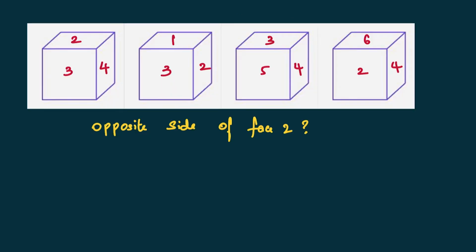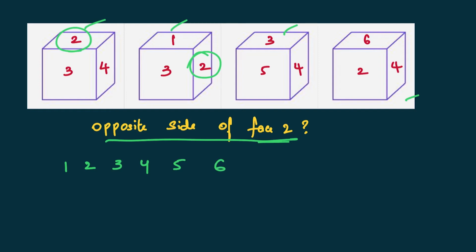We will be solving sums based on 4 dices here. These are the given dices. We have to find the opposite side of face 2. No need to worry, this is a very simple problem. As we learned, dices have 6 faces: 1, 2, 3, 4, 5, 6. Make a note of it.